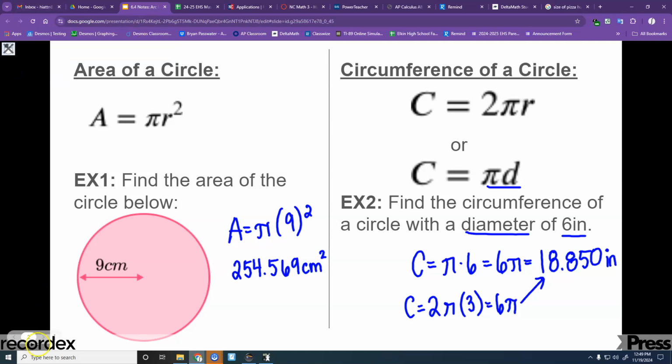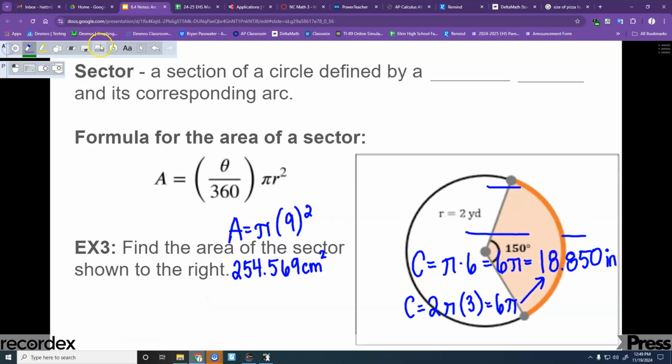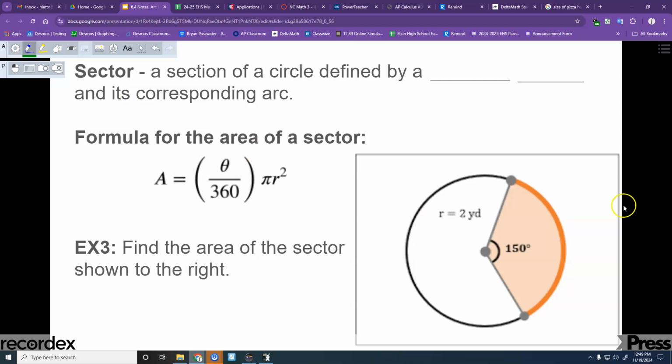So let's talk about the area of a sector. So the area of a sector is the area of like a slice of the circle. So it's sort of like the area of a piece of pie that we're looking at here. A sector is a section of a circle defined by a central angle and its corresponding arc. So right here we have a central angle, and out here on the edge is our corresponding arc, and we're looking at the area of all of the space contained within those pieces.